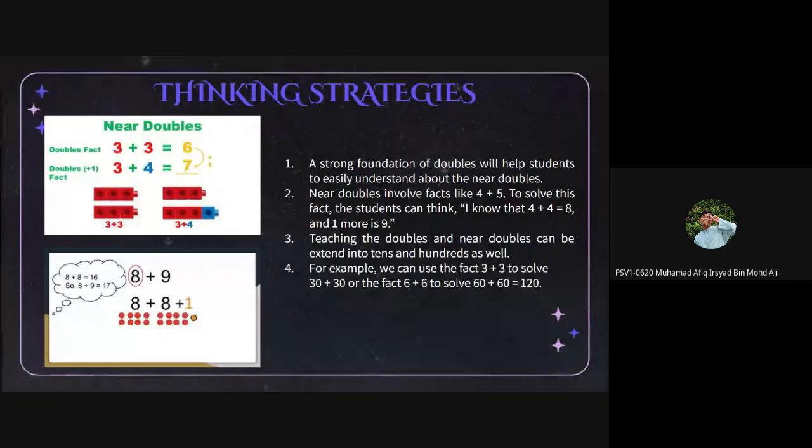So teaching the doubles and near doubles can be extended into tens and hundreds as well. When the students have already learned about doubles and near doubles, they can apply it to tens and hundreds. So for example, we can use the fact 3 plus 3 to solve 30 plus 30, or the fact 6 plus 6 to solve 60 plus 60, which is equal to 120. So that's it about doubles and near doubles.